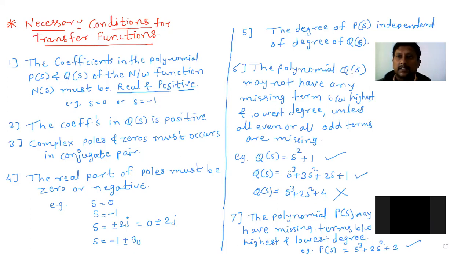Okay, any questions? Sir, can you explain point number 1 again? Point number 1. Okay. The coefficients. So here I will take an example differently. We can take a polynomial here because the point asks about the coefficients.